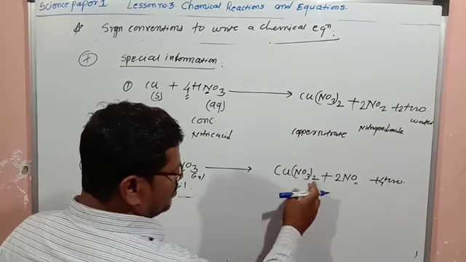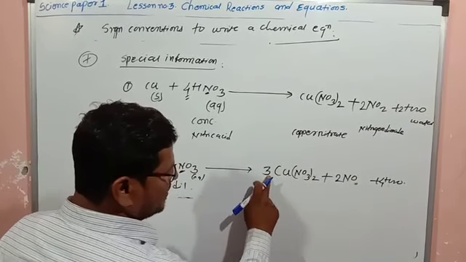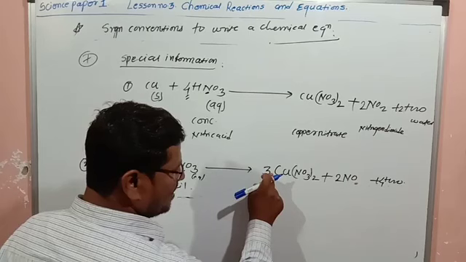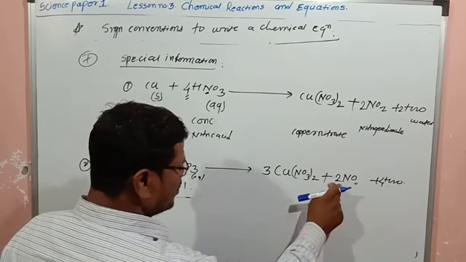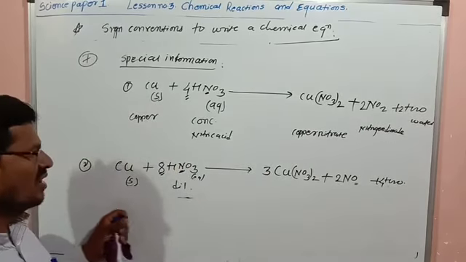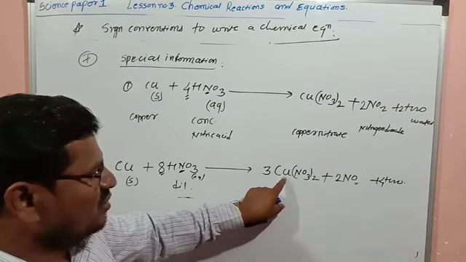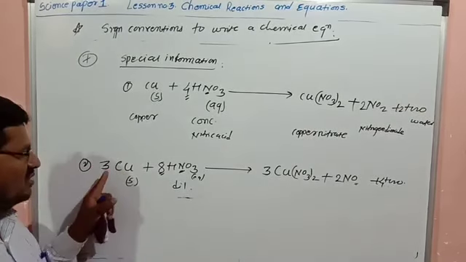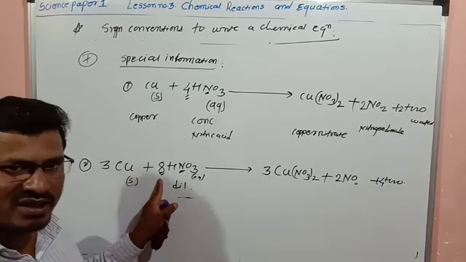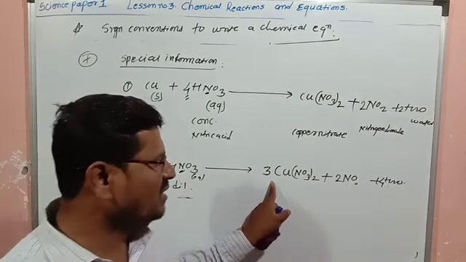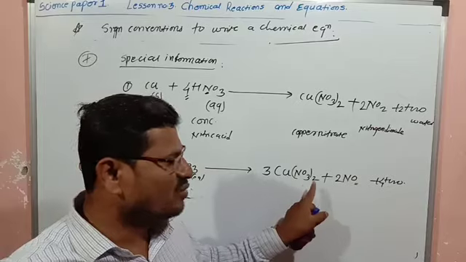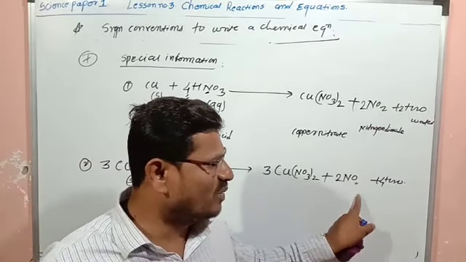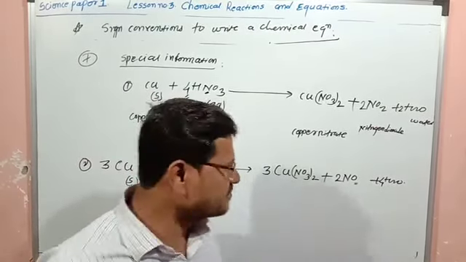Here 2 are there. 2 3s are 6. If you do here 3, 2 nitrogen multiplied by 3, 2 3s are 6 plus 2, 8. It will become 8 nitrogen. So copper will become 3, and that's why you have to multiply here by 3. So 3 Cu plus 8 HNO3 will give 3 Cu(NO3)2 plus NO plus 4H2O.